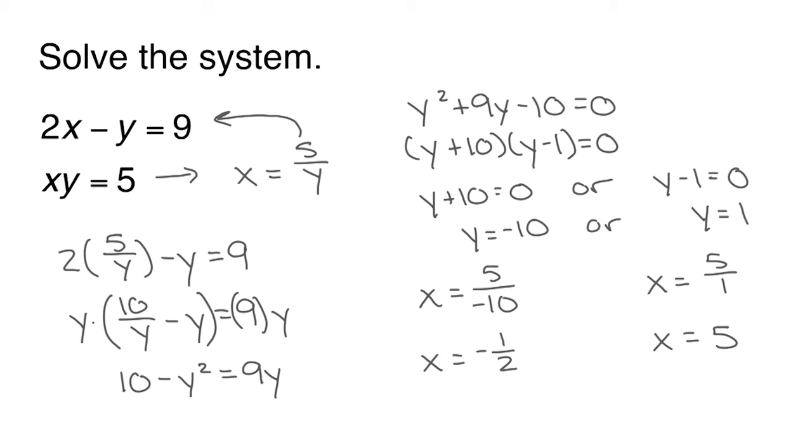So the two solutions are the ordered pairs negative 1/2, negative 10, and 5, 1. We can check both of these solutions by substituting the x values and y values into the original system and verifying that they satisfy both of the equations. So the solution set is the set containing the ordered pairs negative 1/2, negative 10, and 5, 1.